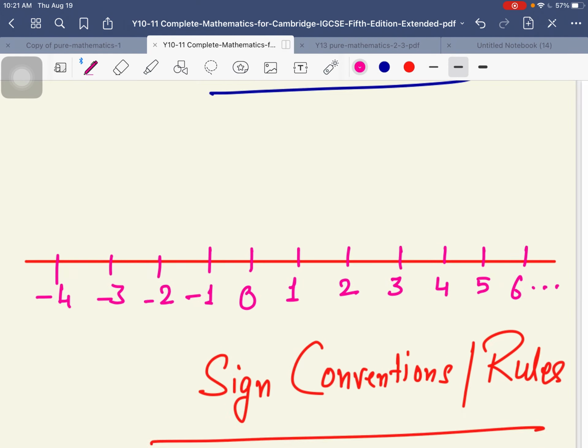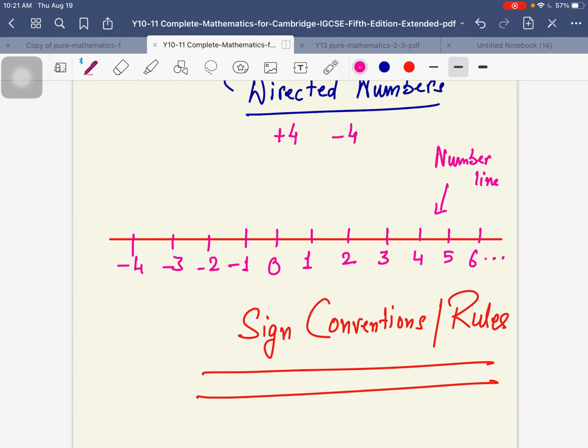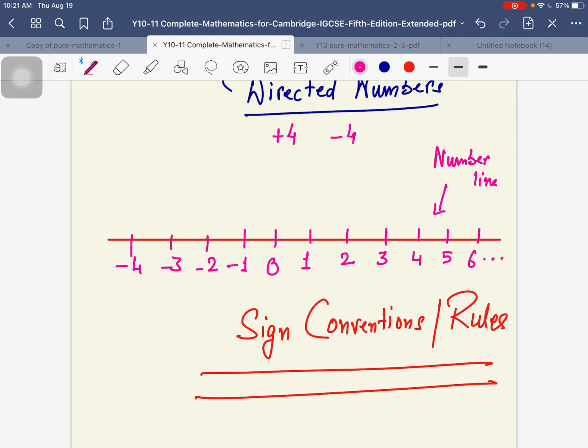First of all, what's the meaning of directed number? Directed numbers are numbers with some symbol, positive or negative symbol, and we normally represent it on the number line. This is number line. So what's the significance of these symbols or signs in front of the number? For example, here is a positive 2, here is a negative 2.